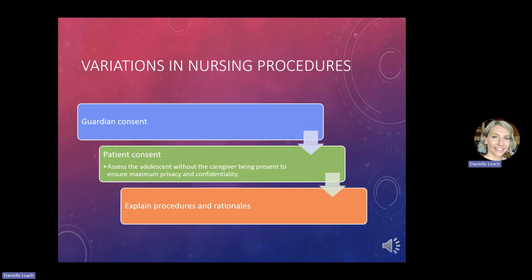So just like we would ask an adult if it's okay to touch them, we also want to ask that of an adolescent. We also want to make sure that the child wants their parent or caregiver guardian present during the assessment or procedure or whatever is going on. So in some instances, it could be embarrassing for the child and they don't want their parent present, and they do have that right, so we would ask the parent to leave the room. Like I said previously, we can also explain procedures and the rationales behind them in more detail.